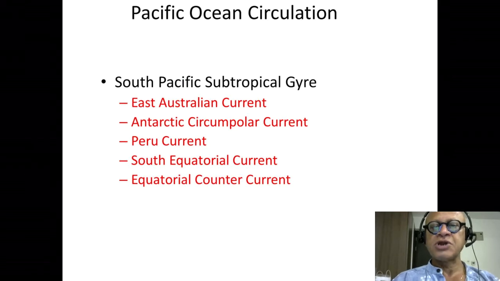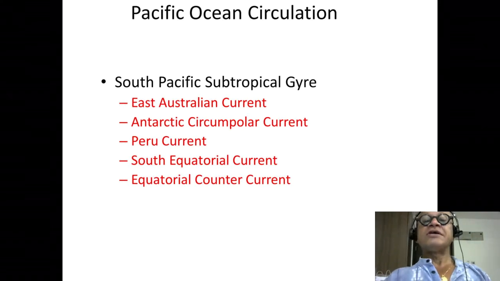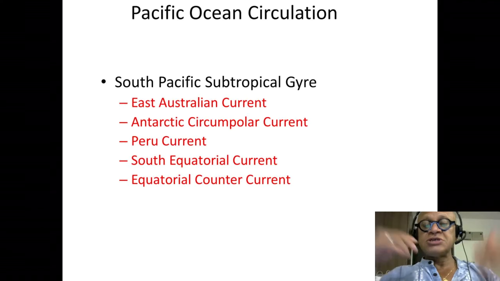subpolar gyre. The South Pacific subtropical gyre has the East Australian current. Even though it's a western boundary, it's on the eastern side of Australia, so it's called East Australian current. It is a western boundary current. Antarctic Circumpolar current, which is a big part of the Pacific circulation because Pacific is so huge and has so much exposure to the Southern Ocean exchanges. Turns out to be very important.